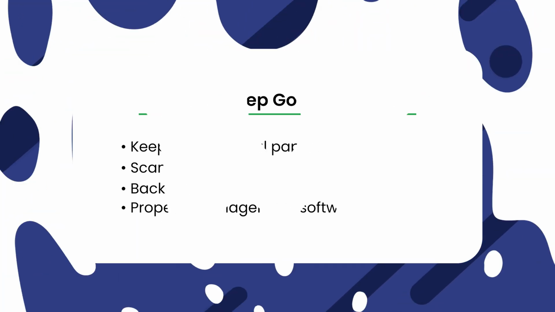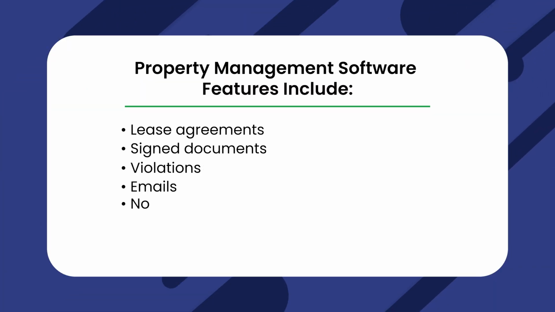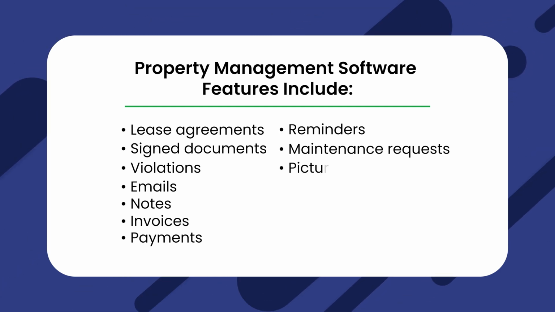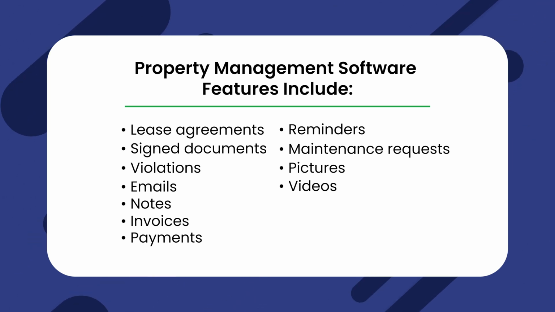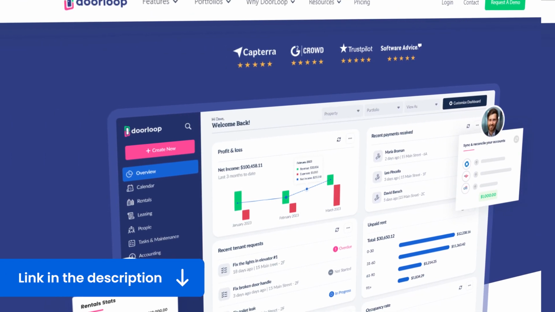PMS. Use a property management software to save everything from lease agreements, signed documents, violations, emails, notes, invoices, payments, reminders, maintenance requests, pictures, videos, and anything else that can possibly be useful in a court case. This is used best when you also scan every document into your software. DoorLoop is a great example. You should check it out.